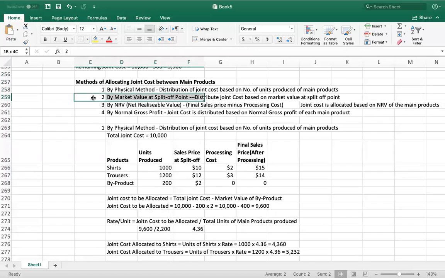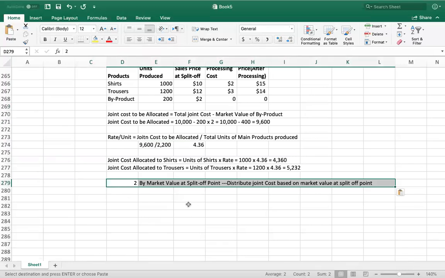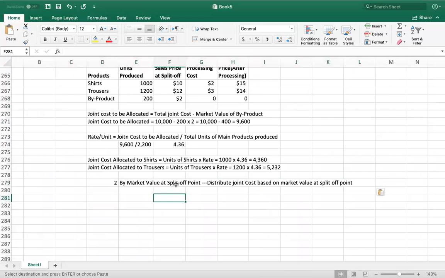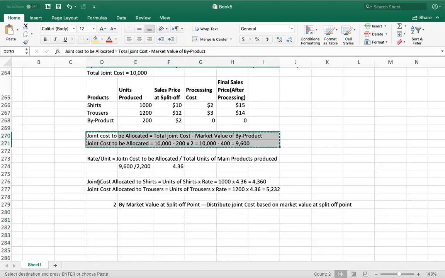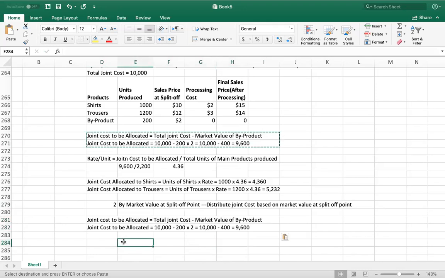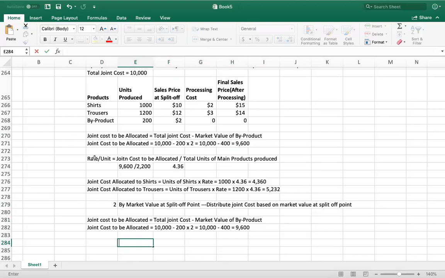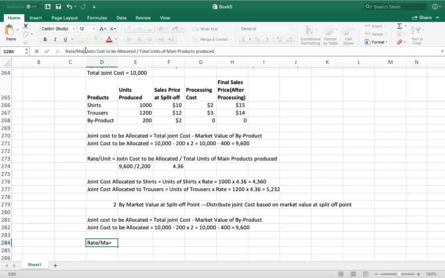Then we have the second method, by market value at split-off point. In the same way you can set this up, but with a little difference. Here we consider the total market value at the split-off point. The first step remains the same in any method; only the rate changes. In the first method we calculated the rate per unit, but here you will calculate the rate per market value at the split-off point.